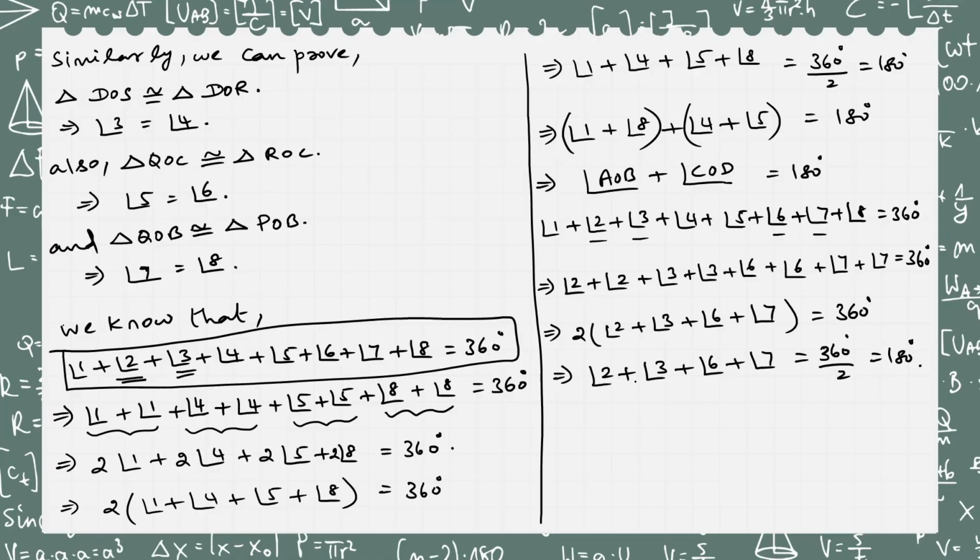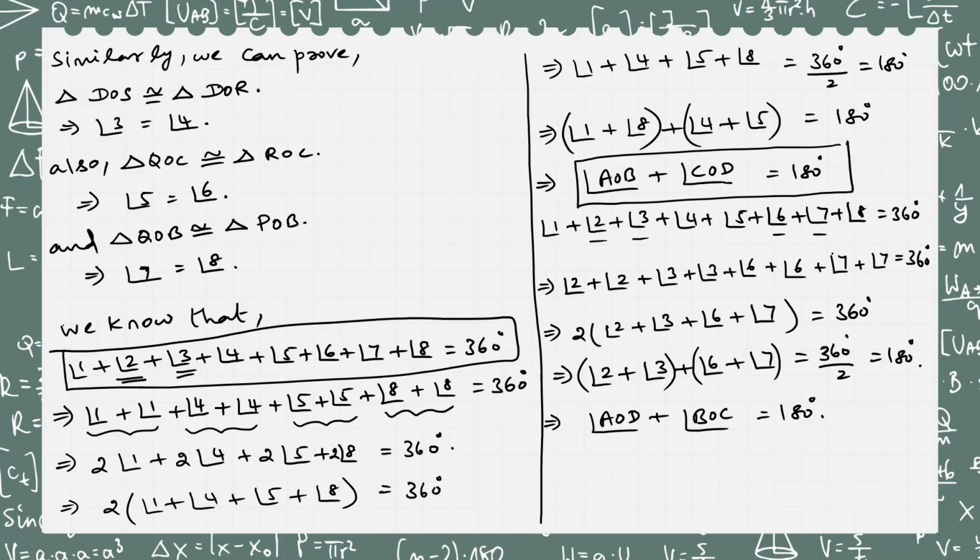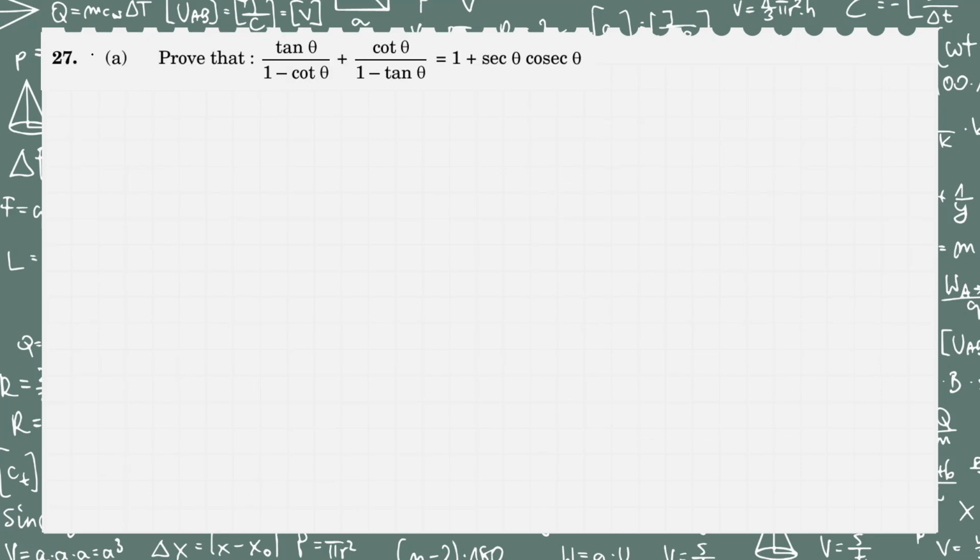And this 6 and 7 we can group together, and 2 and 3 we can group together, and 2 and 3's total is angle AOD, and 6 and 7's total is angle BOC. Their total is also 180 degree. So these are the things we wanted to prove. So we can say hence proved. That's it. Now let's move on to the next sum.